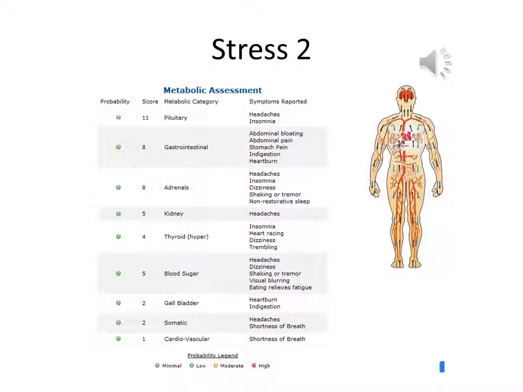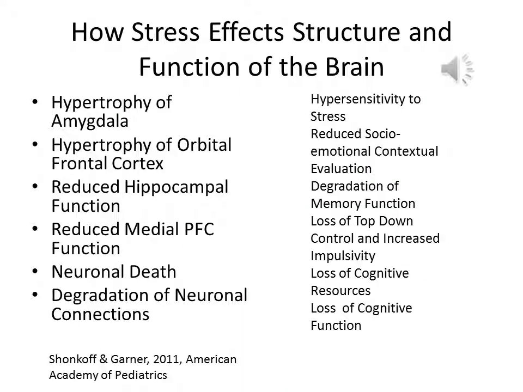In looking at the metabolic report of this individual, we can see that pituitary, gastrointestinal, and adrenal measures are starting to elevate, and physiological problems are starting to occur, but we're not quite at the point where we have inflammatory processes emerging. Well, how does stress affect the structure and function of the brain?